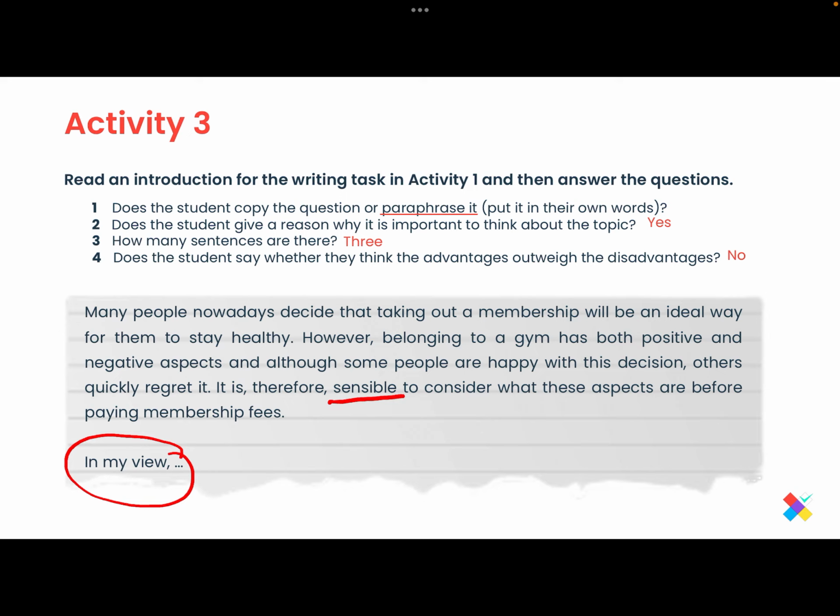These are called false friends. Sensible is with your mind, with your judgment, with your brain. Sensitive is with your heart, related to feelings.